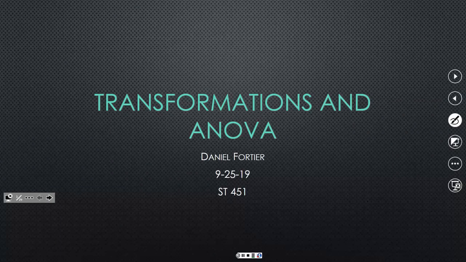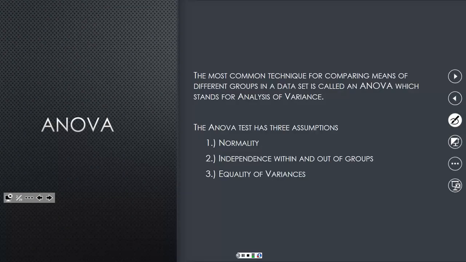Alright. So my project was on transformations and how they affect our ANOVA tests and everything. A little bit about ANOVA: it's the most common technique for comparing means of different groups in a data set. It's called ANOVA, which stands for the analysis of variance. It has three assumptions. One is normality of the data. The next one is independence within and out of groups. And the third is the equality of variances.